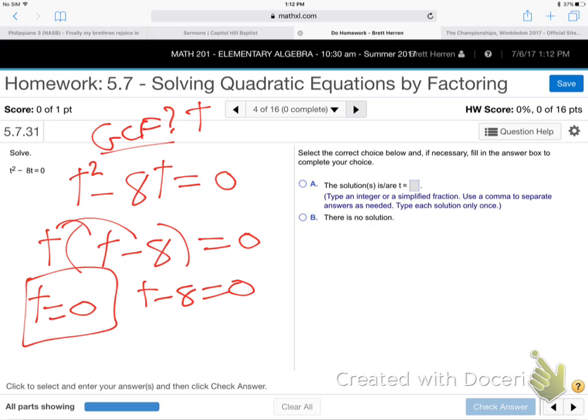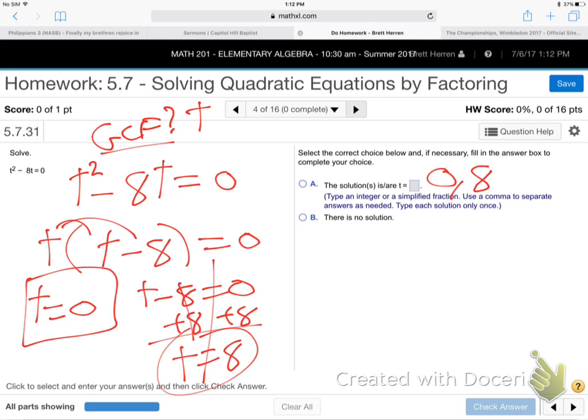Nothing more there. The other one, add the 8, because you got to get the t alone. The t's not alone here yet. t equals 8. So the answers are 0 and 8. 0 and 8. Does that make sense?